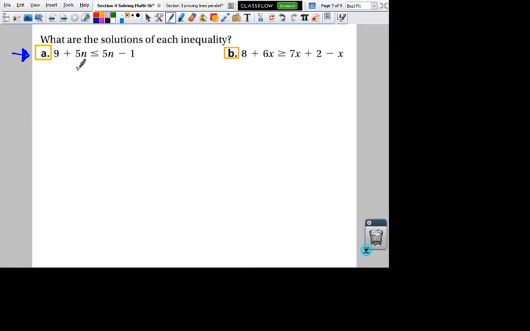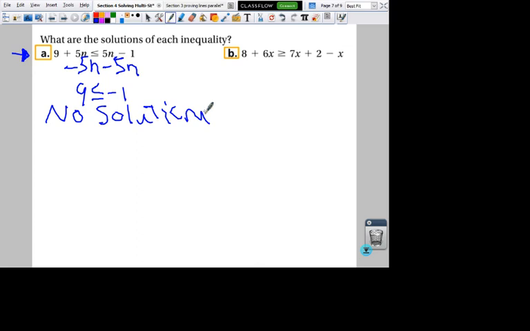All right, Ivory's doing this on the board for us, so check your answer with Ivory. So she's saying minus 5 on both sides. She gets 9 is less than or equal to negative 1. Is that what you're saying? I can already tell there's no solution. You know why? Because all you guys do is look at the same two variables.